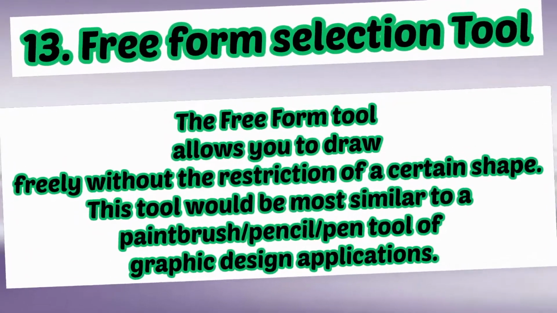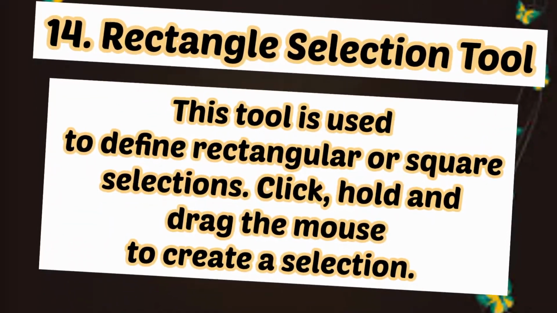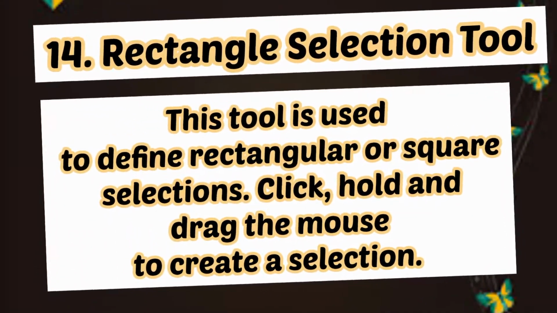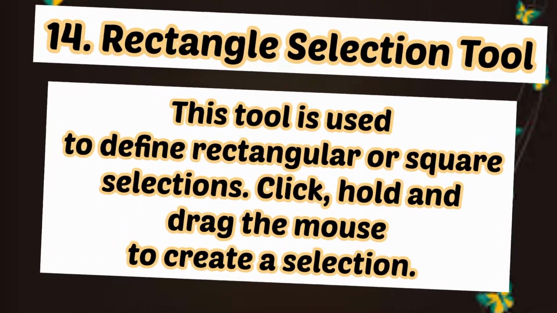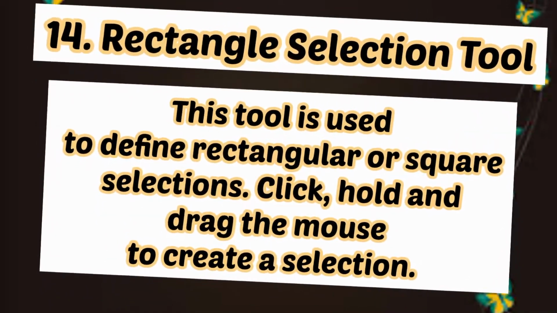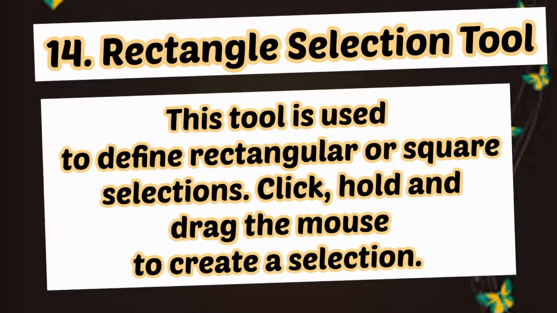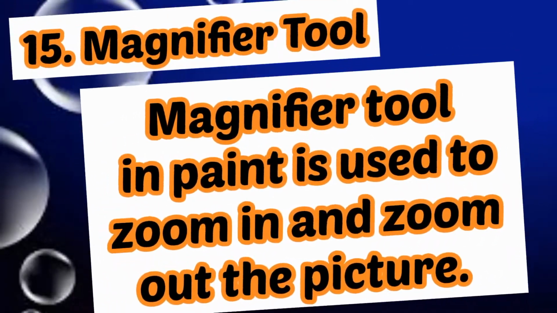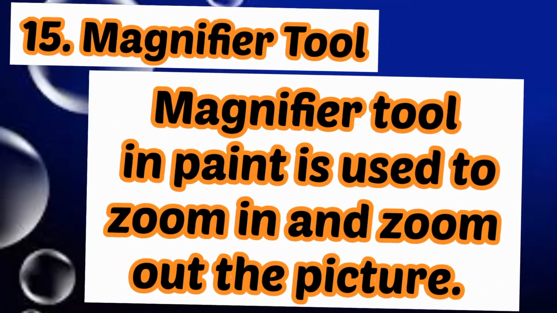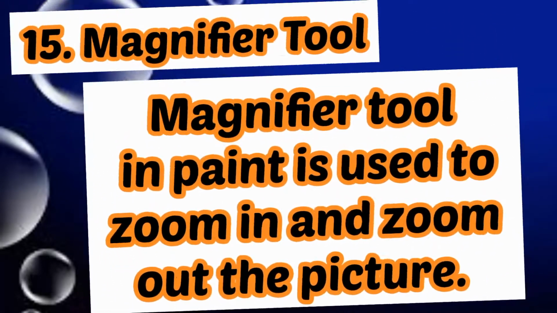Now let's move further towards the next tool, 14th one, rectangle selection tool. This tool is used to define rectangular or square selections. Click, hold and drag the mouse to create a selection in the rectangular or the square shape. Now let's move further towards the last one, magnifier tool. Magnifier tool in Paint is used to zoom in and zoom out the picture whenever we required.